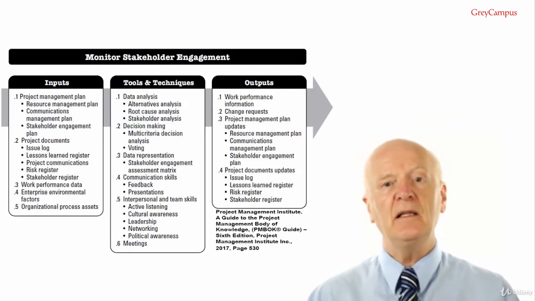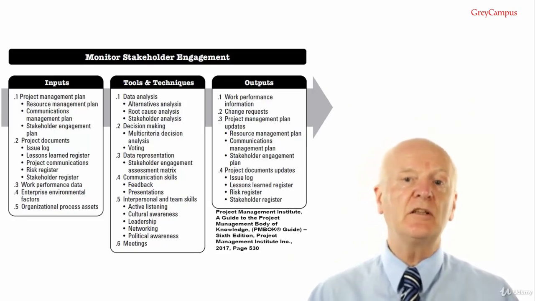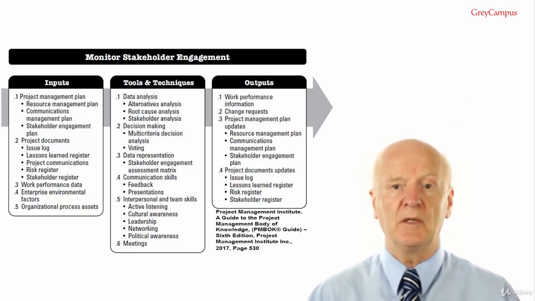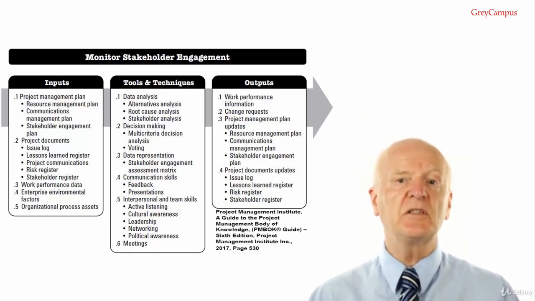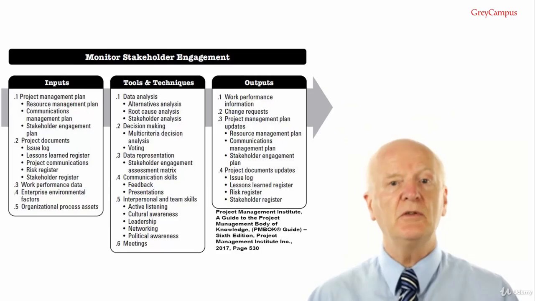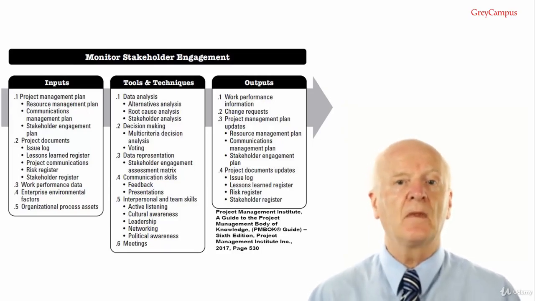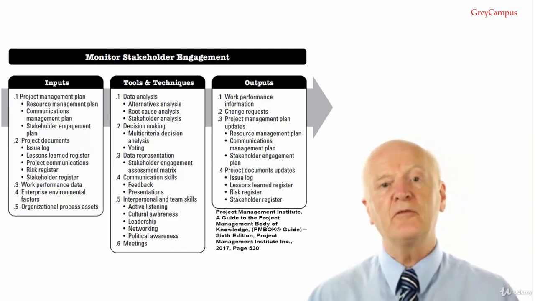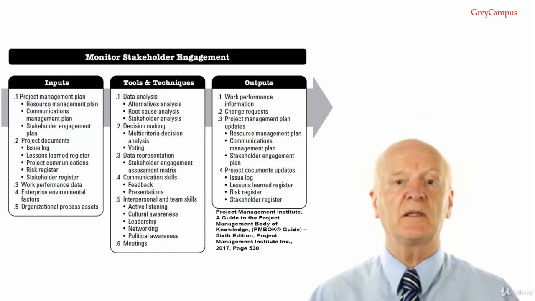Monitor stakeholder engagement inputs. Input number 1 is a project management plan, and the components we're using are the resource management plan to identify the methods for team member management. Communication management plan, because this describes the plans and strategies for communication to the project stakeholders. Stakeholder engagement plan defines the plan for managing stakeholder needs and expectations.